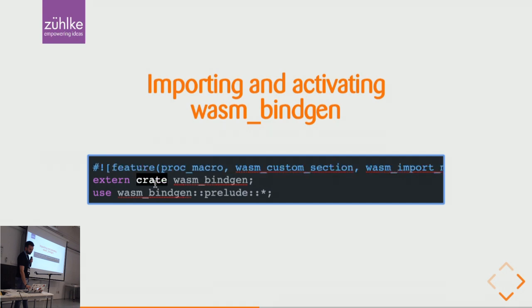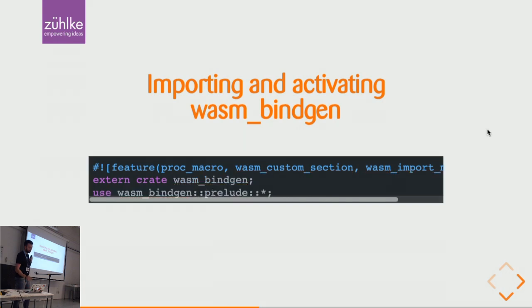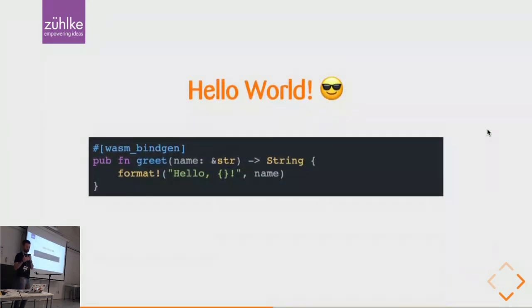Then we say there's an external crate. A crate is like an NPM package for Rust. So there's a wasm-bindgen crate. This will actually load the library that we will then be using. And here we say that we need this prelude that will help us with all the helper functions that we will be using now. The actual Rust code doesn't look all that different.